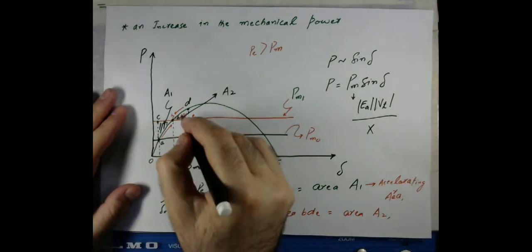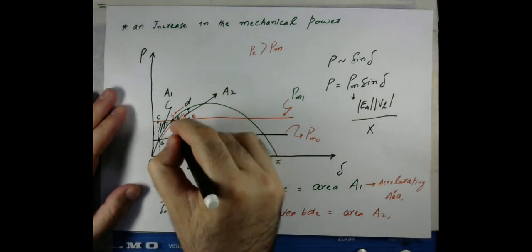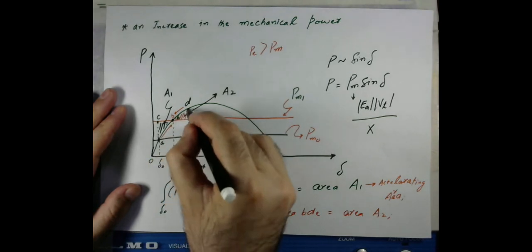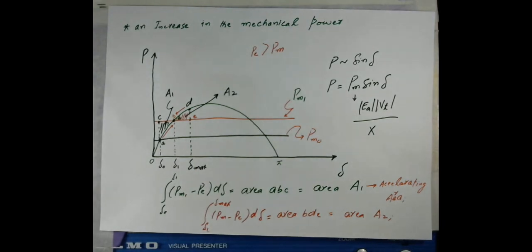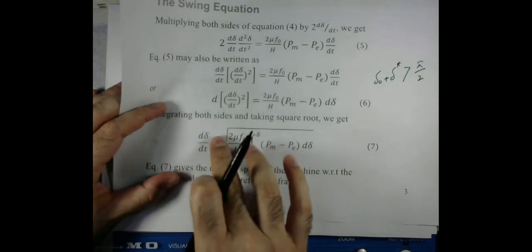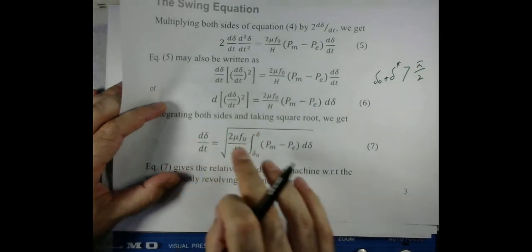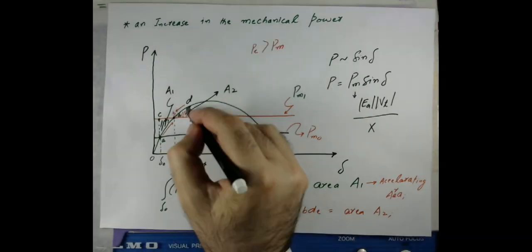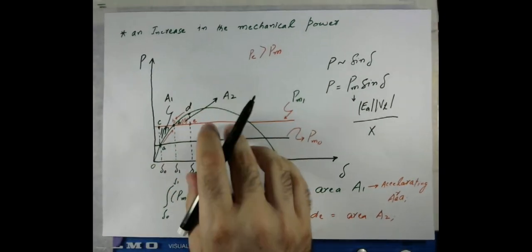So now the machine will move back to this point. At this point we have the negative accelerating power. So the accelerating power is negative, and if the accelerating power is negative, it means that the relative velocity will be negative. So now, once again, the machine will move from point D to B.